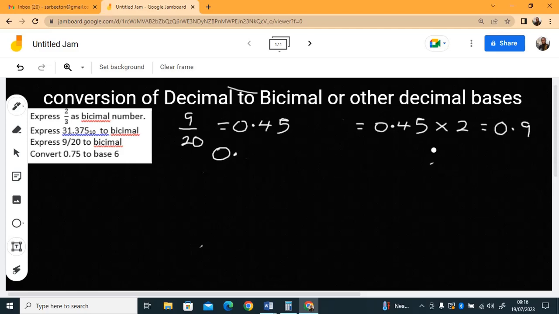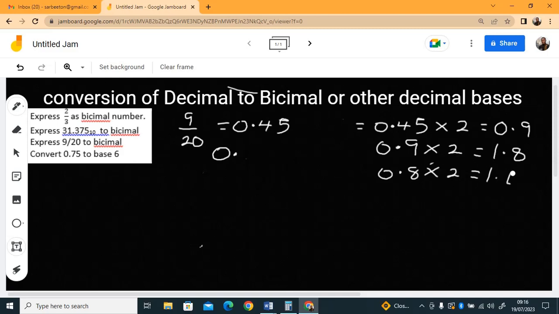Then it means now I have 0.9. 0.9 times 2, I think that will give us 1.8. That is 1.8, right? Then you move on. This is what we are going to multiply again: 0.8 times 2. What should it give us? That should give us 1.6.